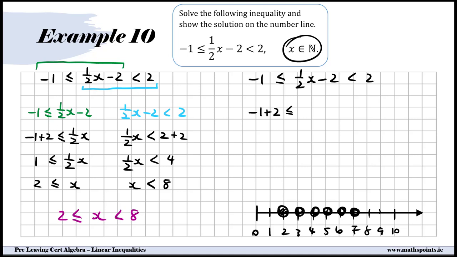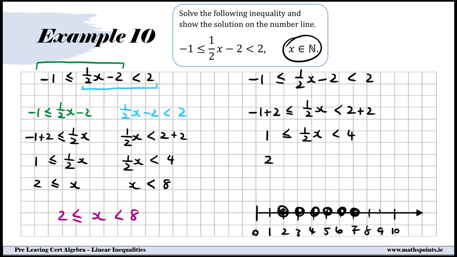Then in the middle section, if I add a 2, that gets rid of the minus 2, and I'm left with a half x. And then on the right hand section, I have 2 plus 2. So all I've done is add a 2 to each section of the inequality. Minus 1 plus 2 is 1, which is less than or equal to a half x, which is less than 4. And then finally I want an x in the middle, so I'm going to multiply every term by 2.